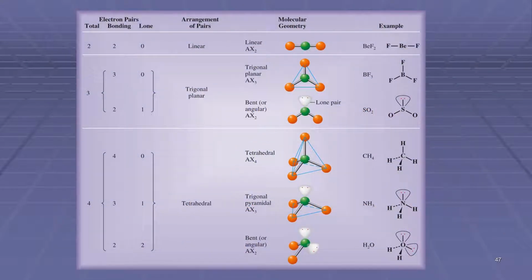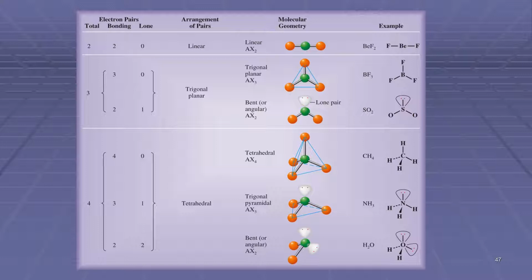Okay, so if you have two regions, it's linear, and if they're both bonding, it's still linear. Actually, even if one was bonding and one was an unshared pair, it would still be linear. That would just be 2 atoms bonded together, which can't be anything but linear. So that's pretty straightforward. What if you have 3 regions?